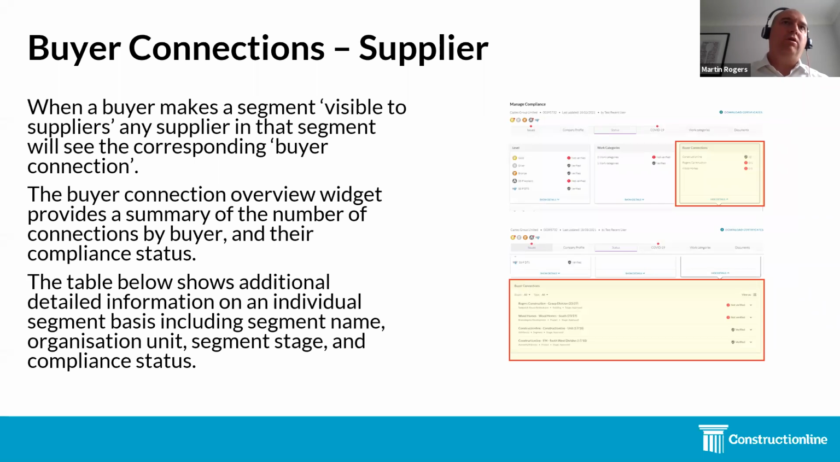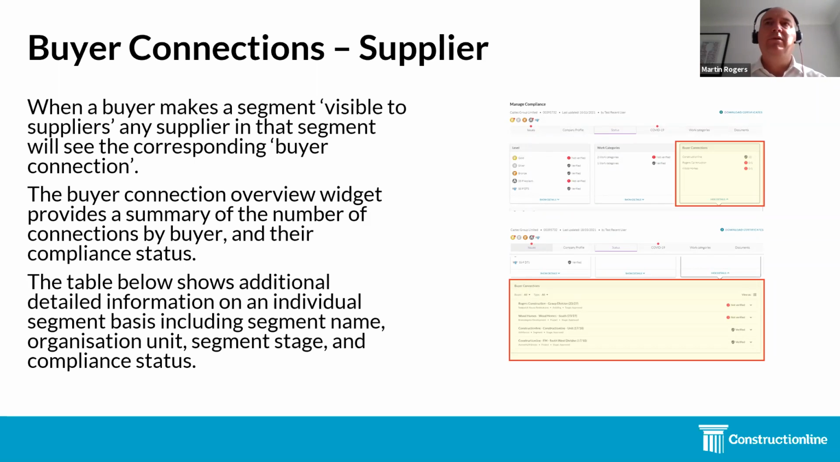Now, on the supplier side, what do they get to see? Well, they have a status tab similar to yourselves. When you make a segment visible to suppliers, they will get to see the corresponding buyer connection. As I say, they have a status tab, and on the right-hand side there, they have the buyer connections. That lists the buyer connections that have been made visible to them.